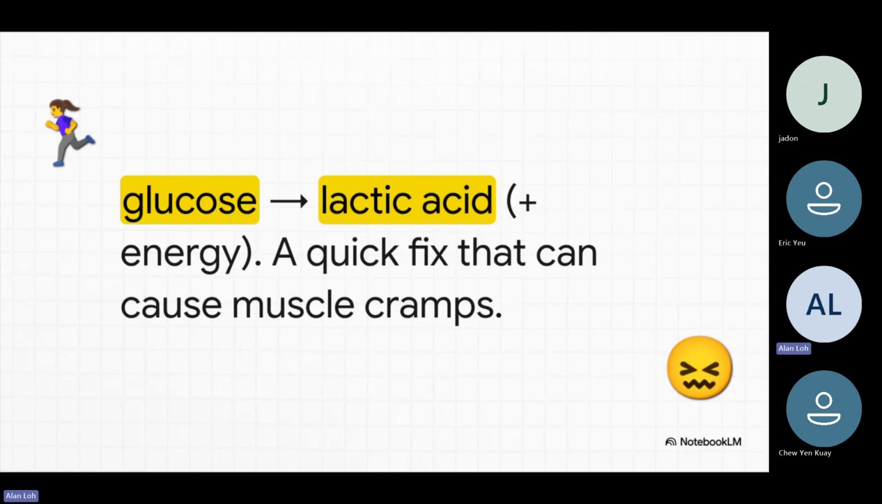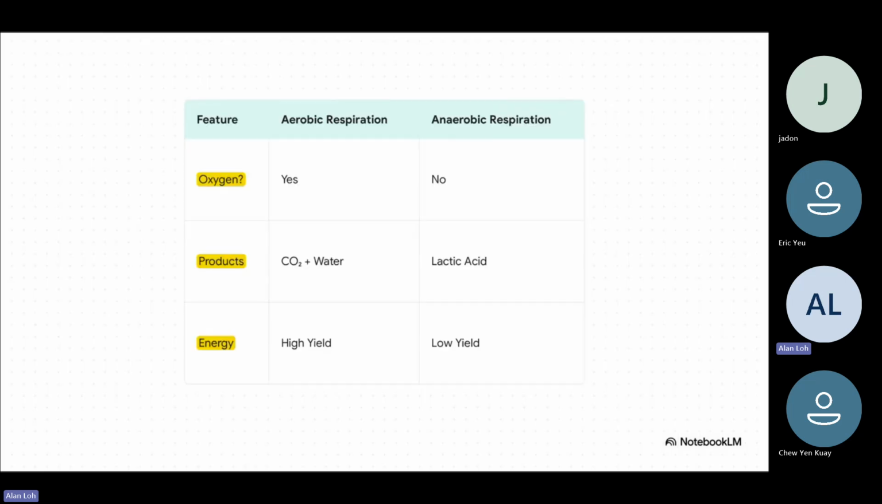The body just partially breaks down glucose into something called lactic acid, and that releases a small but very immediate burst of energy. And hey, if you've ever felt that burning sensation in your muscles during a really hard workout, that's the lactic acid building up. So let's just put them side by side.